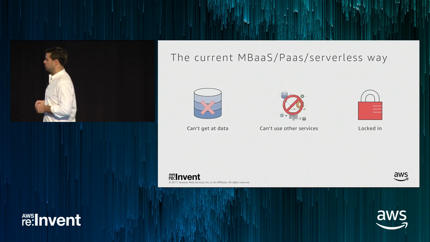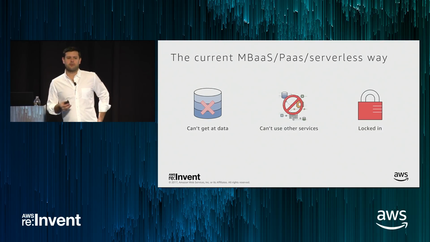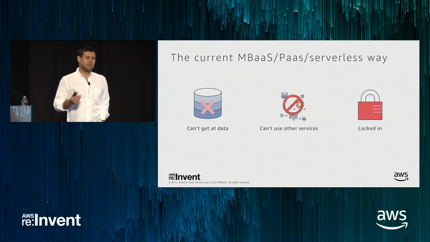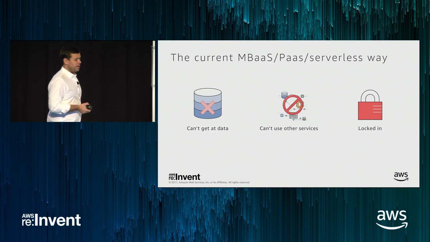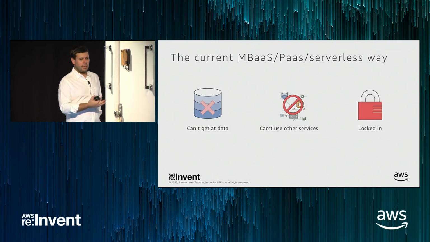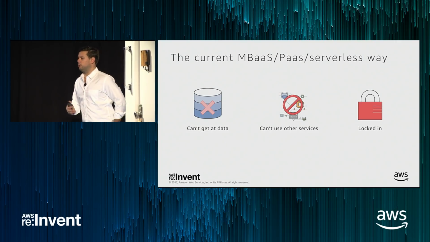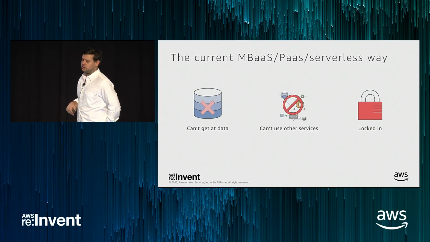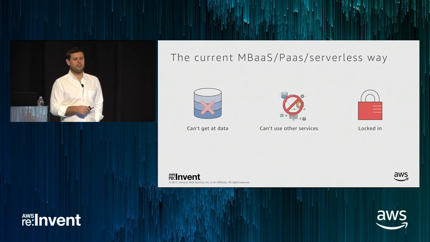Problem number one. Problem number two is you can't use other services in many cases. Right? You're sort of locked into that ecosystem. And third is you're locked in. You're either locked into a certain vendor, you're locked into the cloud, maybe you want to switch vendors, maybe you want to go on premises for some reason. So you need something different. And so MongoDB Stitch is a different approach to the same kind of a thing.